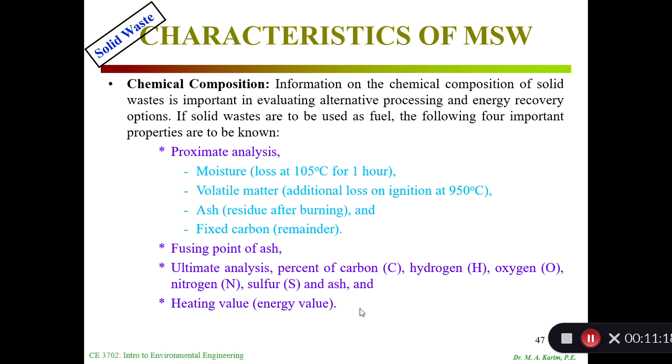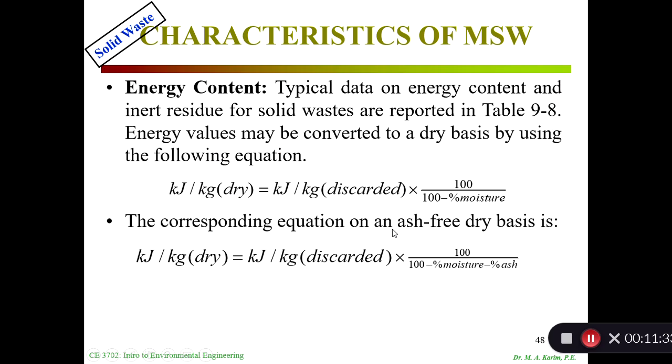Then the ultimate analysis: percent carbon, hydrogen, oxygen, nitrogen, sulfur, and the ash. Heating value means energy value, in BTU, British thermal units, and other units. So typical data on energy content and inert residue for solid waste are reported in table 9.8. I don't know which table I'm referring to, but I think it's coming maybe later on.